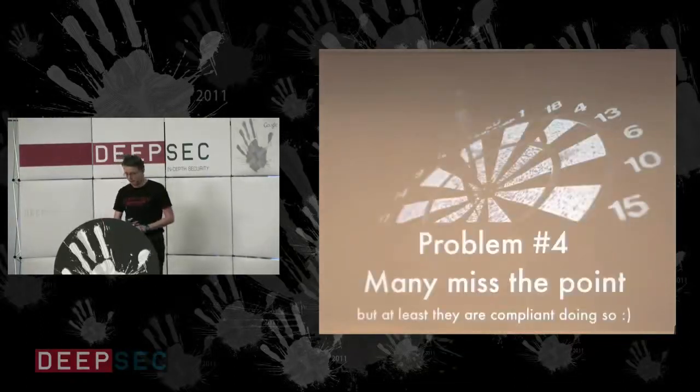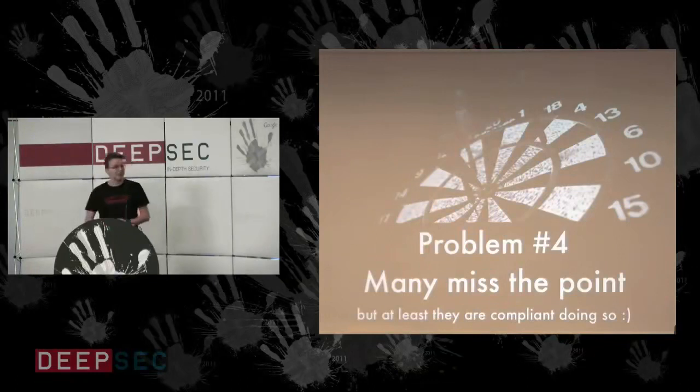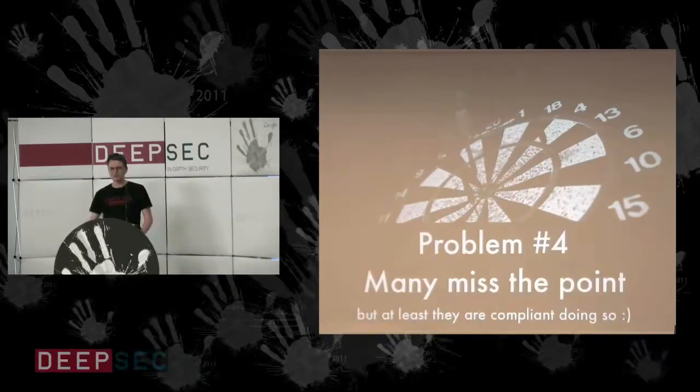And problem number 4 is, at least, and that was the flaming slide I just recently promised, many miss the point. If you look at literature, white papers, other documents, sources, nothing much has changed in the last few years, if at all. You take the authority documents and you do it like it's stated there, but don't really think about how you can make it simpler or how your company can really profit from this.